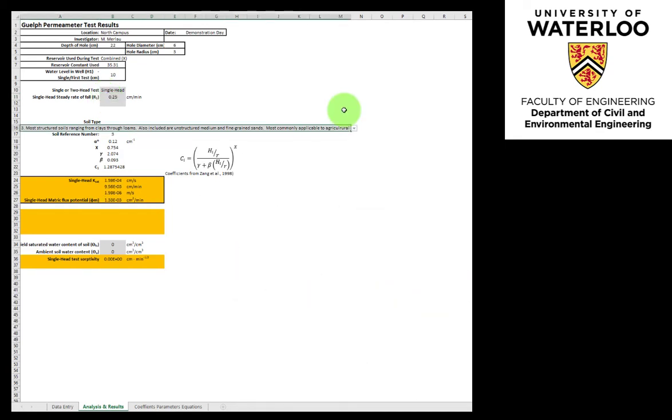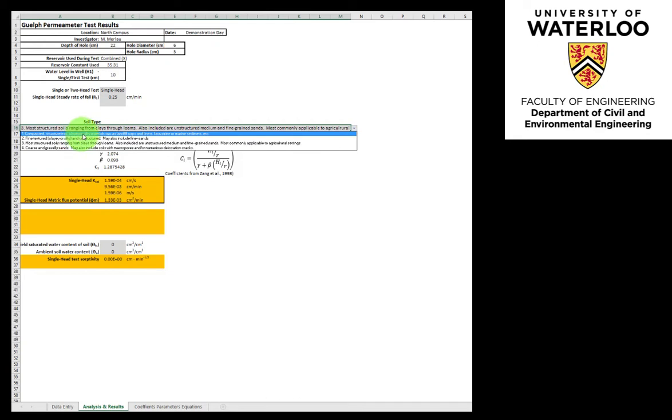The next item that we have to identify within the analysis is what is the soil type that we're actually investigating. From Zhang et al. 1998, there were 4 different soil classifications that were identified, being number 1, a compact structureless or clay material, which is often actually used in clay liners or is associated with lacustrine marine sediments.